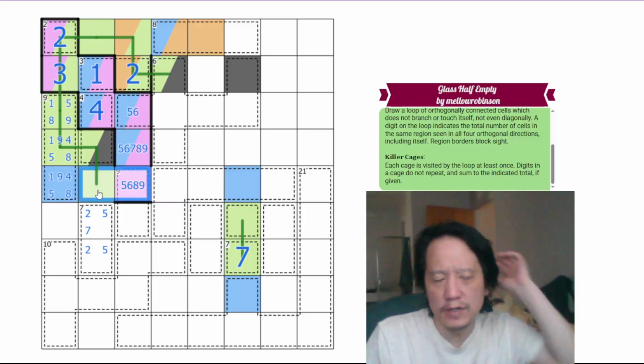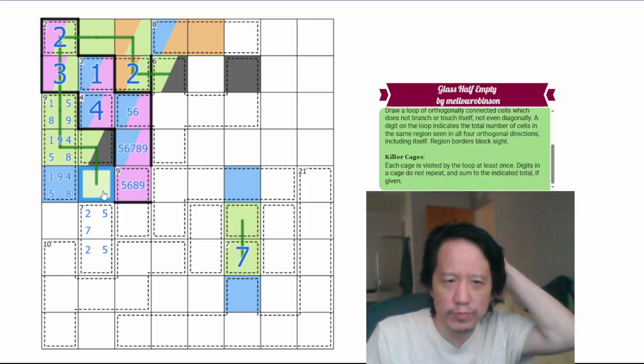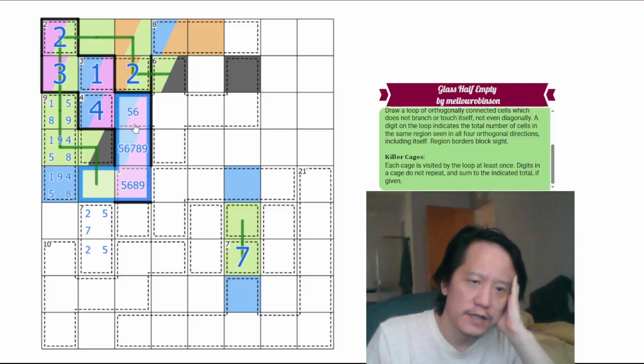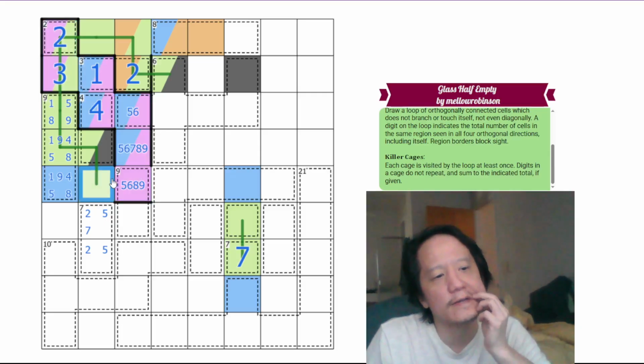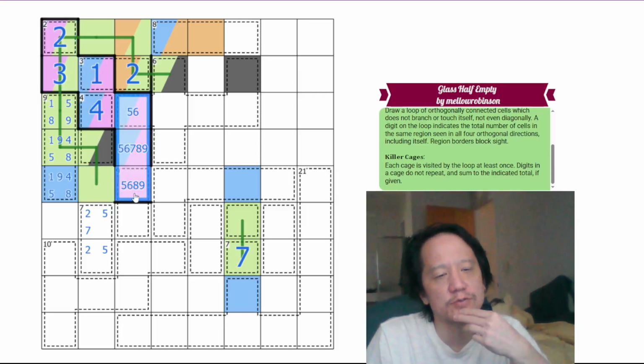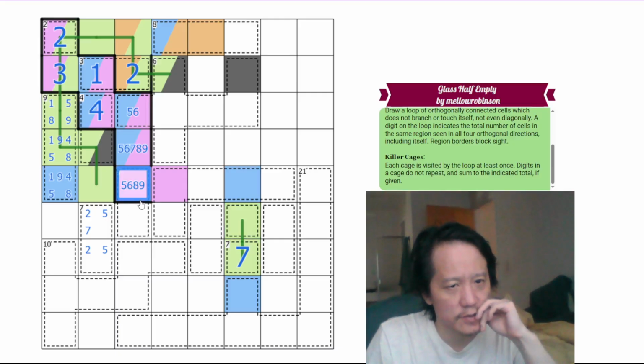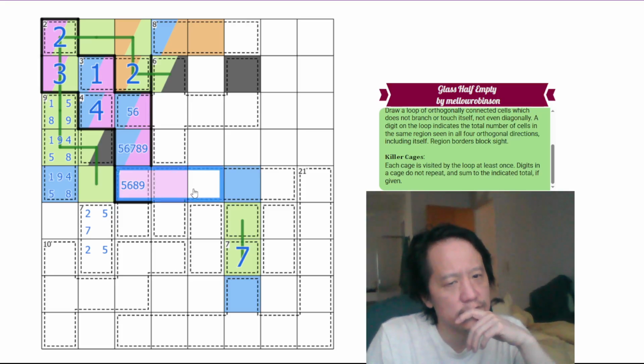This cannot be pink, because if this were pink and on the loop, it would have to see at least 5, because the pink region already has 1, 2, 3, 4. And it would not see 5, because these are pink cells. So the pink has to go this way and is blocked from going that way. This could still be 5. So this is not part of pink, so that's a boundary.